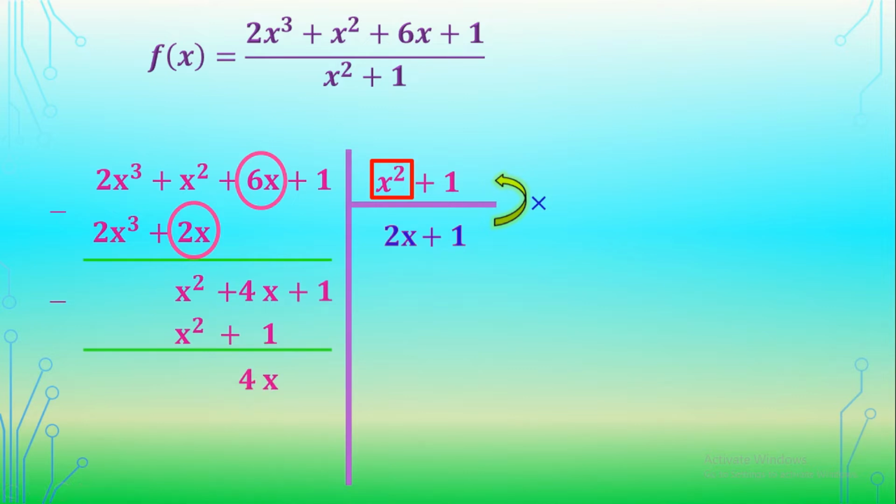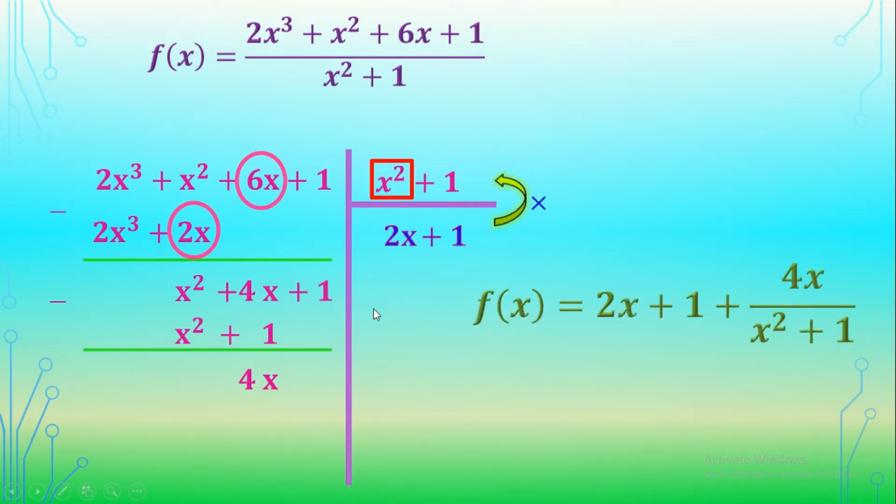Now how to write f of x? Note that 4x is no more divisible by x squared. Here the degree of x is less than the degree of x squared, so x is not divisible by x squared. Now how to write our answer? Actually f of x is equal to 2x plus 1 plus 4x over x squared plus 1. How did we get it? The quotient 2x plus 1, we write it here, the same, plus the remainder 4x, we write it over the divisor, which is x squared plus 1. So it's plus 4x over x squared plus 1.